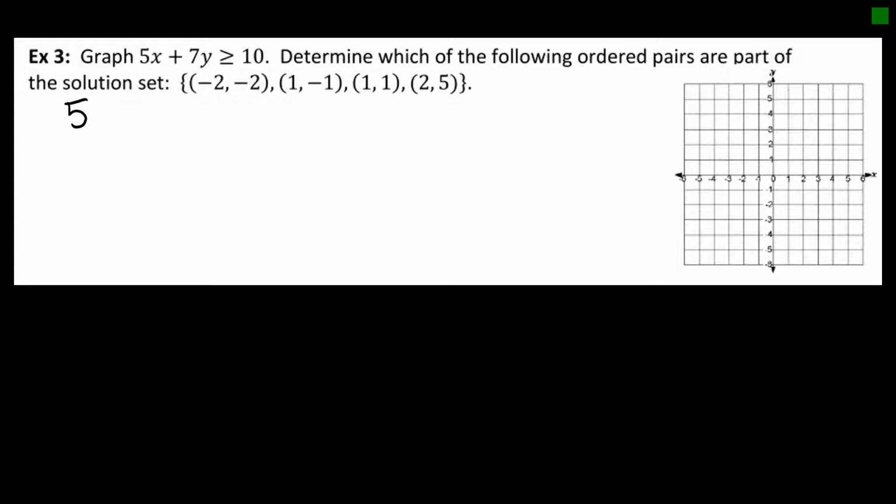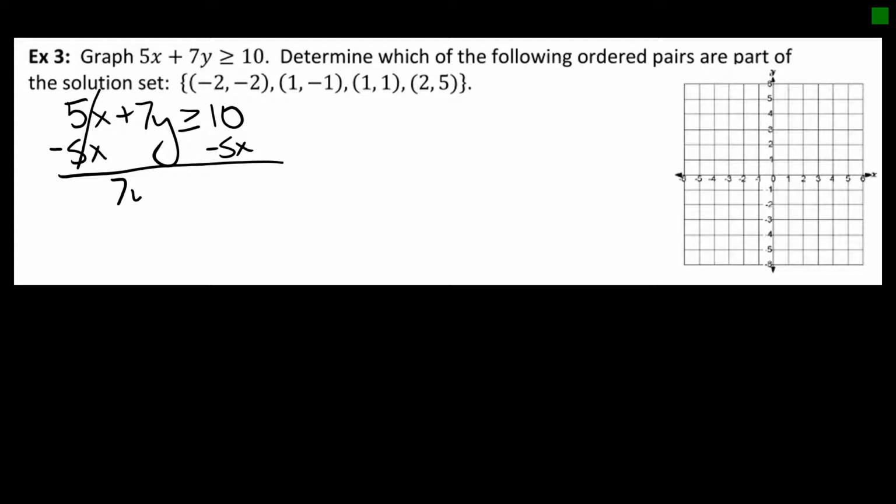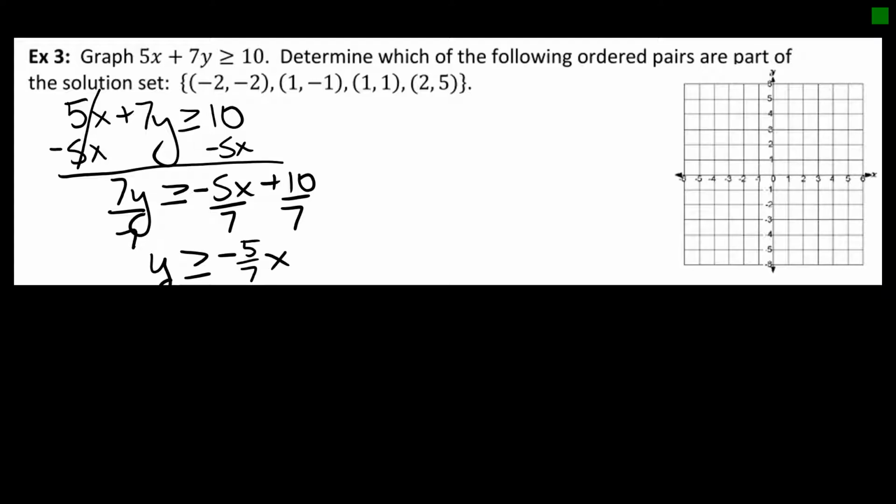I got to solve for y first. So let's go ahead and write down our first inequality, and I'm going to solve for y. So I'm going to subtract 5x and I get 7y is greater than or equal to negative 5x plus 10. Divide by 7. Now I don't have to flip it because I didn't divide by a negative. So I get negative 5 over 7x plus 10 sevenths. So 10 sevenths is 1 3/7. So that's almost 1.5, right?